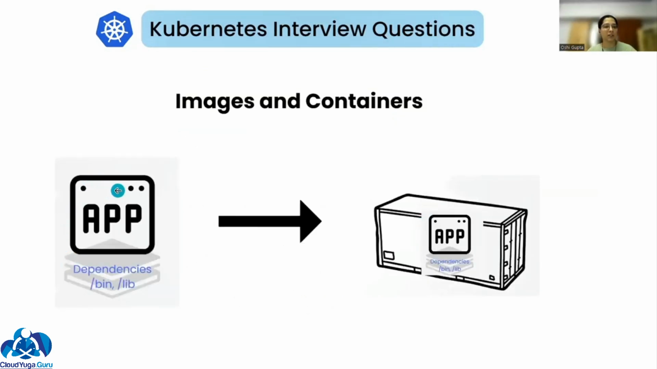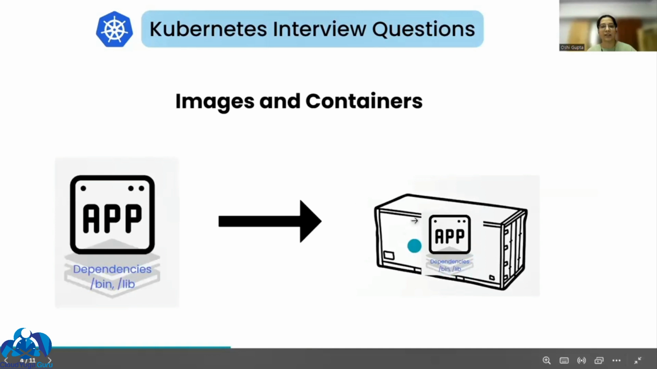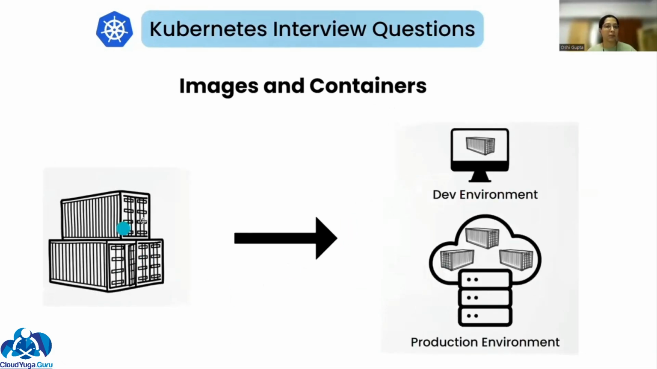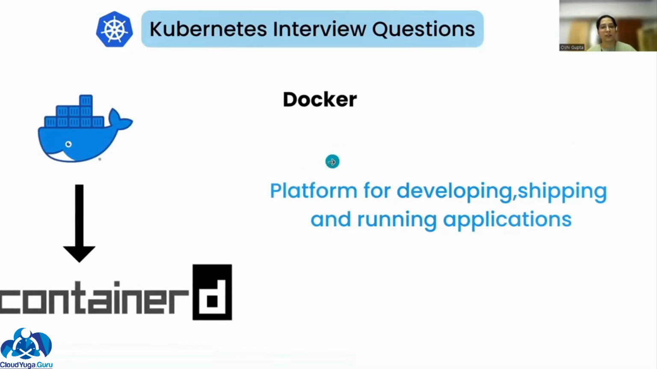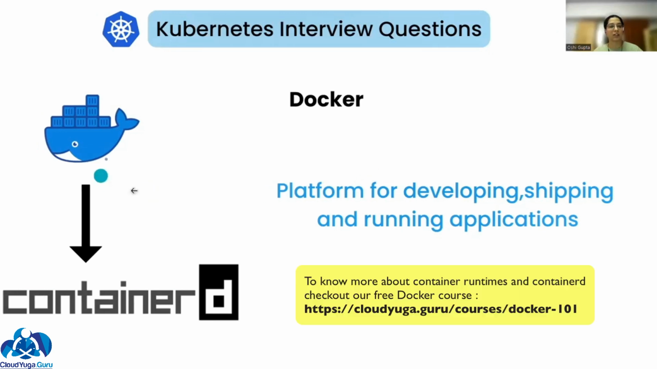An image consists of an application along with its dependencies and libraries that are needed to run the application. And the runtime instance of this image is known as a container. We can deploy multiple containers from an image to different environments such as dev, production, and so on. Docker is a platform for developing, shipping, and running containerized applications, and Docker does that with the help of a high-level container runtime, that is containerd.